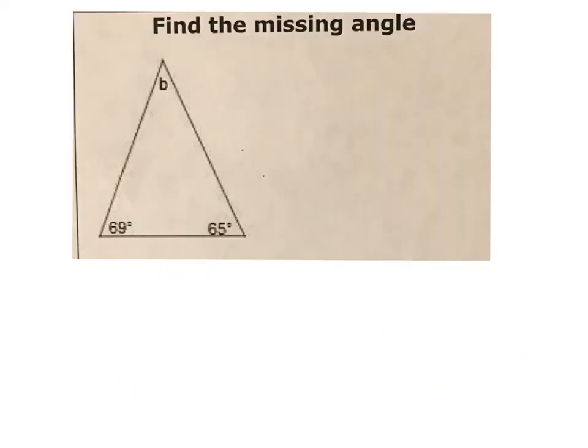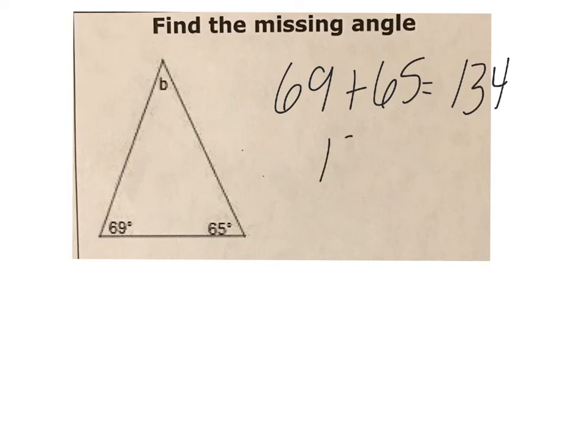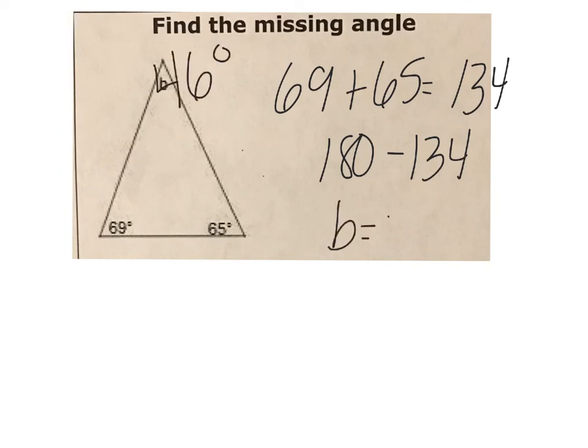Find the missing angle. So in every triangle, the angles should add up to 180 degrees. So you would take 69 plus 65 to get 134, and then you subtract that from the total of 180 minus 134, and so the missing angle would be 46 degrees. So B would equal 46 degrees.